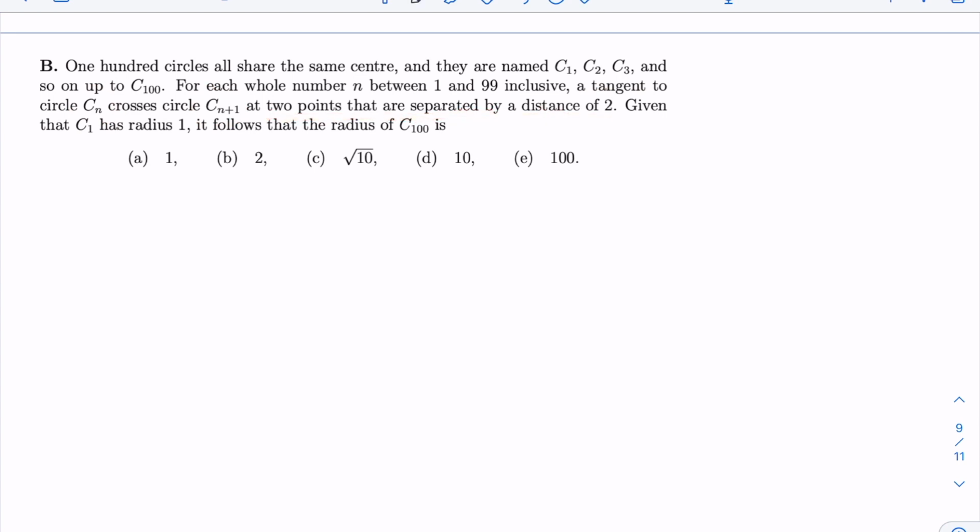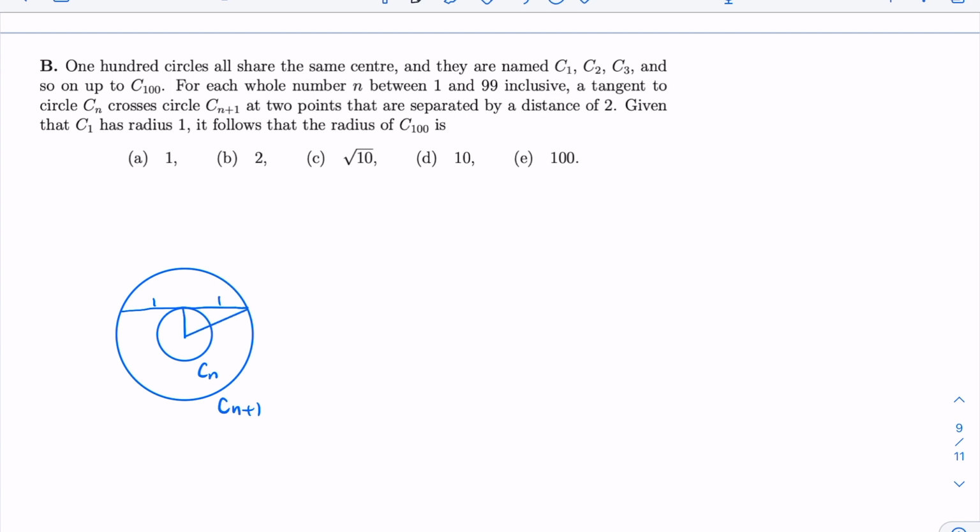Let's draw a picture here. So you have a circle. Let's say this circle is Cn, and you have a bigger circle. Let's say this circle is Cn plus 1. The statement says you're going to have a tangent line and meet at 2 points separated by 2. So in other words, if you draw a tangent line here, the distance is 2, meaning it is 1 and 1, and you just draw the triangle here.